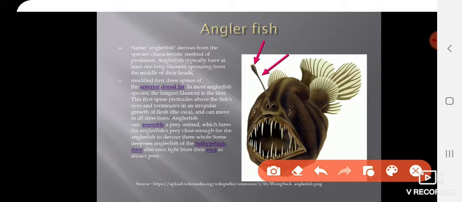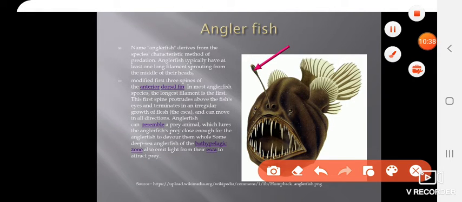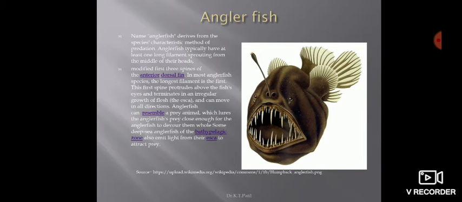In the dark sea, in the bottom side, some angler fish develop luminous bulbs. This part develops luminous bulbs, that means bioluminescence. So they also attract other prey, and at that time these fish attack the prey. Such a kind of modification is found in the dorsal fin.